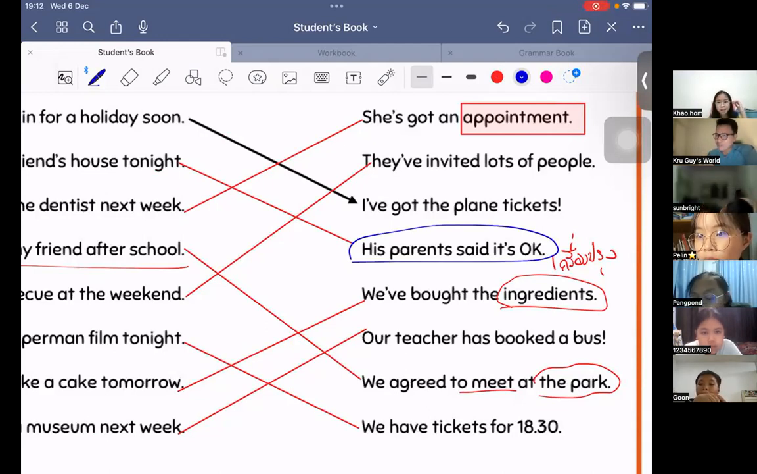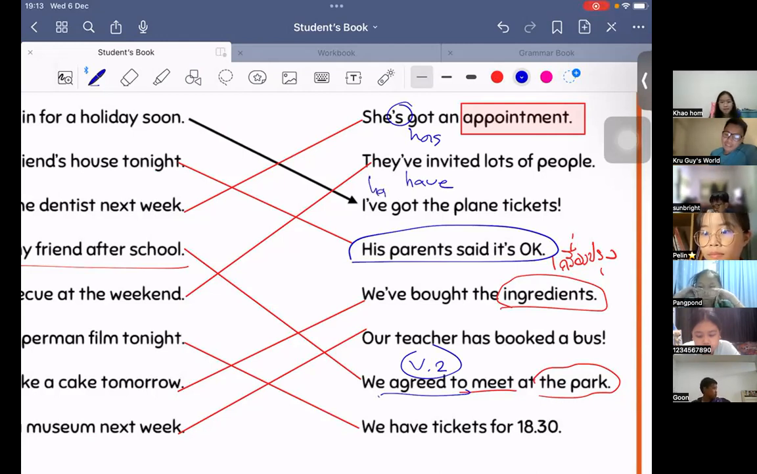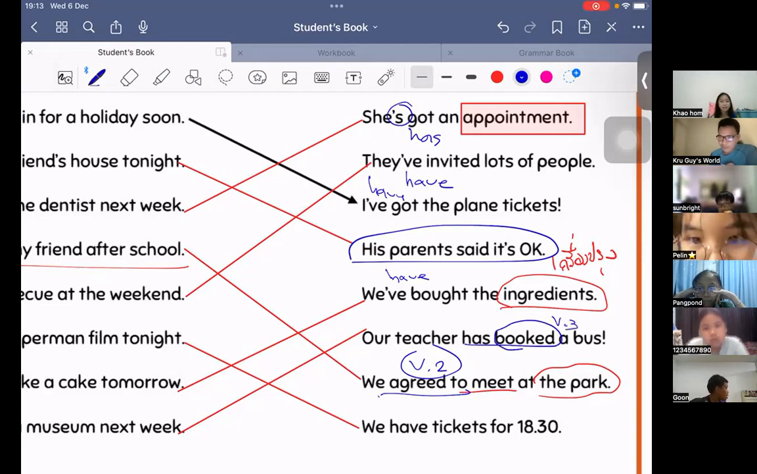This is not about the present continuous tense, but let's see. This is very easy. Which one is another past simple tense? Can anyone? We agreed to meet at the park. Good. We agreed to meet at the park. That is a past simple tense. So the others are perfect tense. She has got. They have invited. I have got. We have bought. Our teacher has booked. These are all participle sentences. Okay.